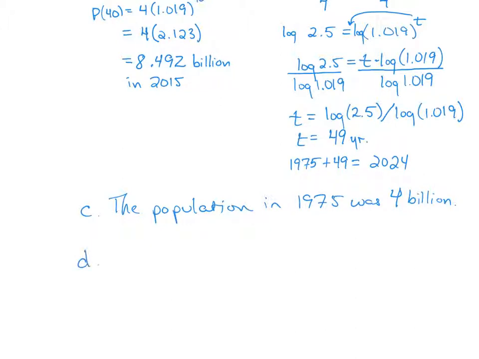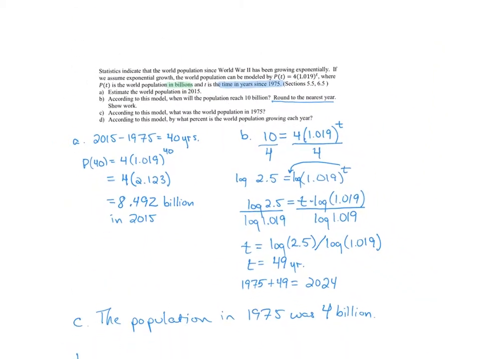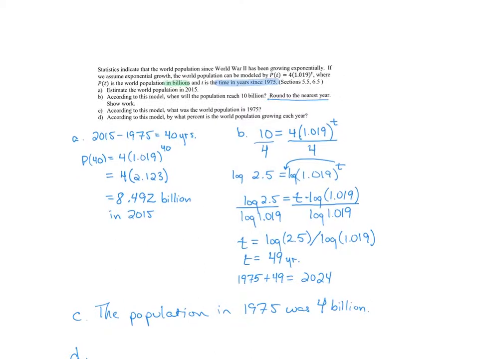Okay, for part D. Part D asks, according to the model, by what percent is the world population growing each year? Okay, so we didn't really have a lot of time to go over this at all. So I'm going to show you kind of how this works without going into any other examples.